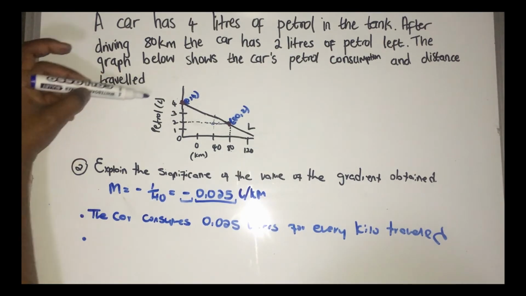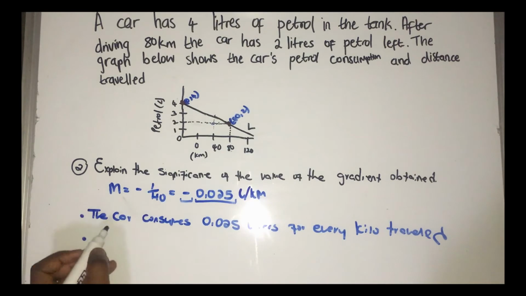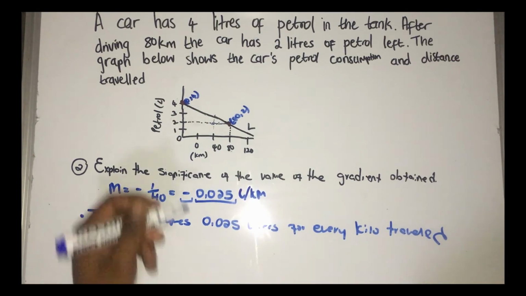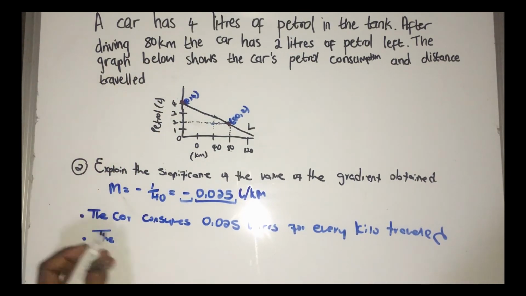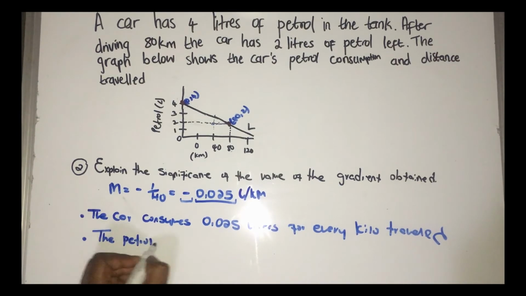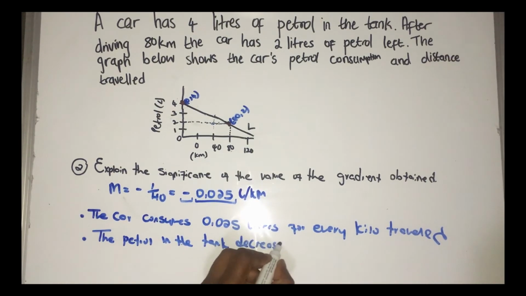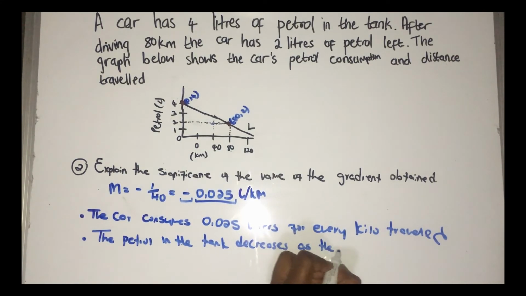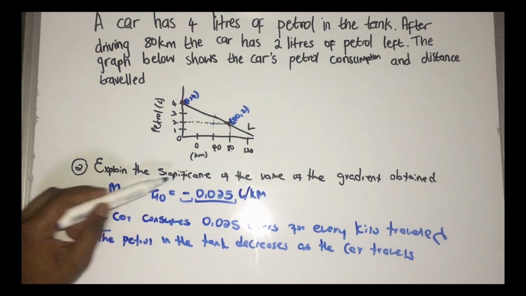And then the second part, the negative. Remember, our dependent variable here is the petrol inside the tank. So the second part tells us that the petrol is actually decreasing, or the function is decreasing. But what is the function in this case? The function is petrol in liters. So the petrol in the tank decreases as the car travels. That's what they wanted us to explain. Basically, we're looking at the magnitude and the sign of the gradient.